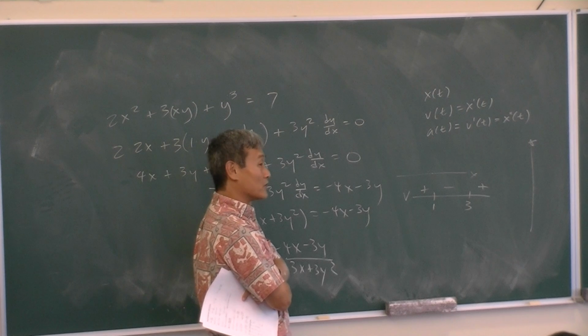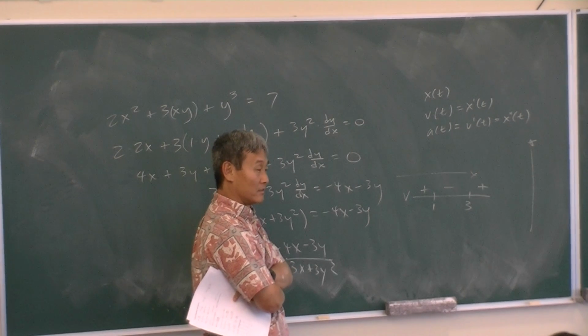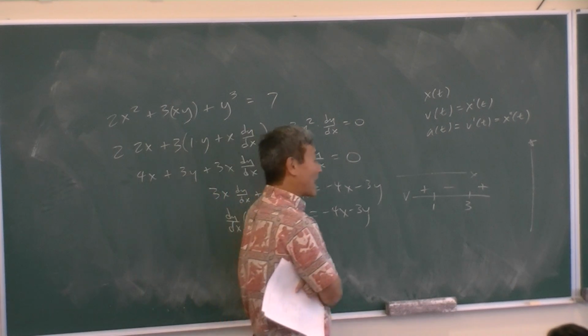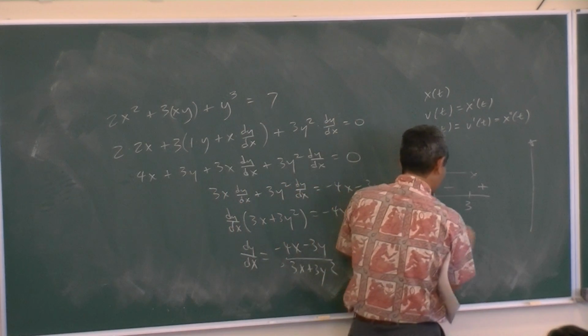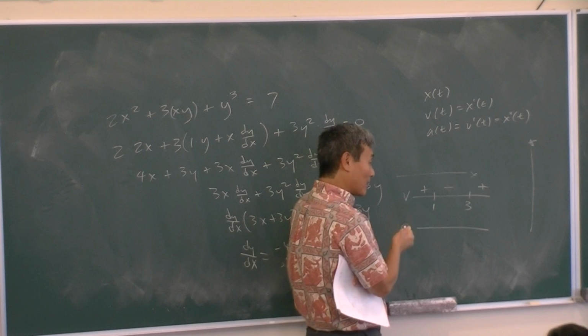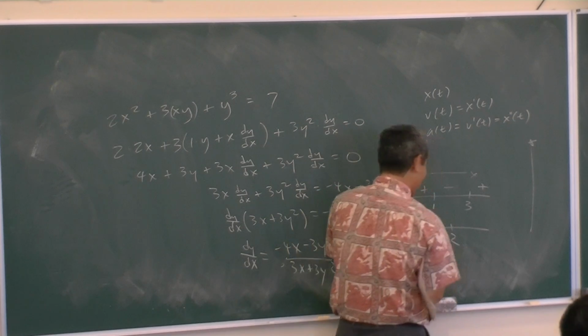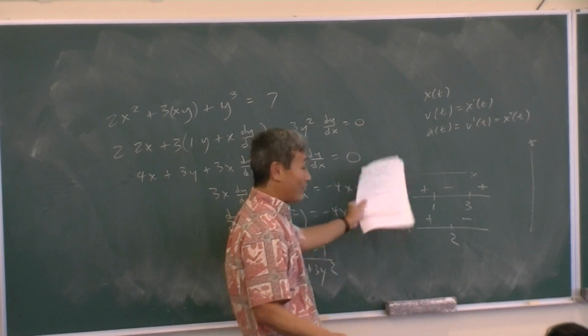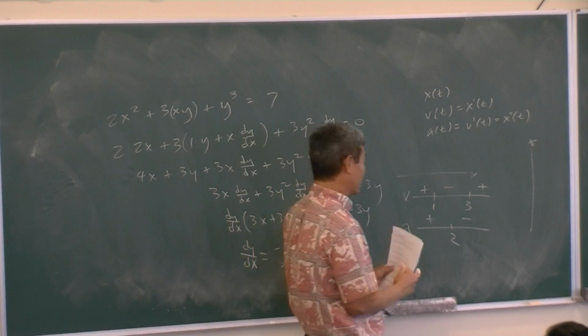How do you tell if the particle is speeding up or slowing down? You have to look at what? Velocity and acceleration. So what you have to do is make a number line for both the velocity and the acceleration. Let's just say it came out to this. So you have to make these number lines. It might take a while to do that.